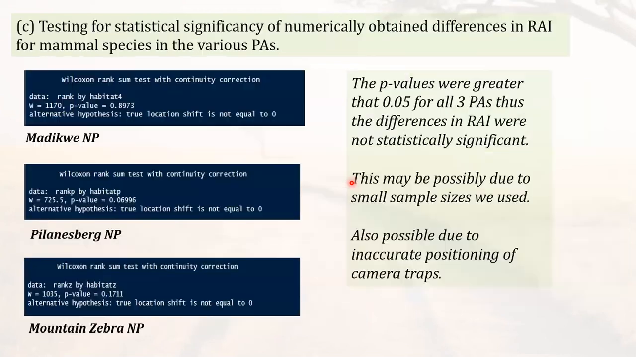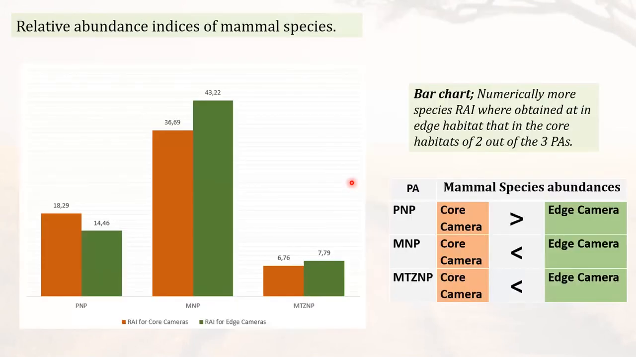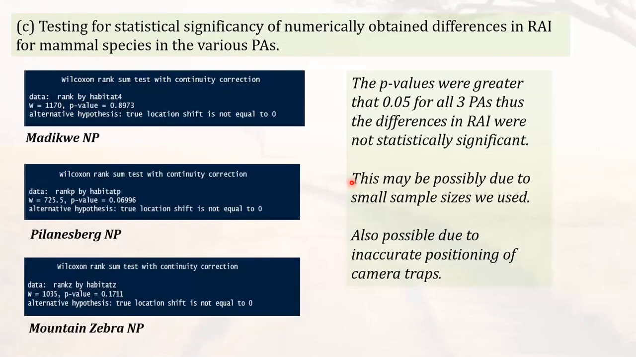And we confirmed this by running it through our program, and we used the Wilcoxon rank test to see if the differences between the abundance of species in the core and the edge are statistically different. What we found is that for all the results, the differences between the core and edge relative abundances were not statistically different. And this means that they may have occurred as a result of chance.